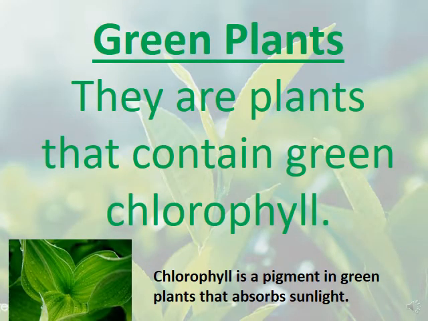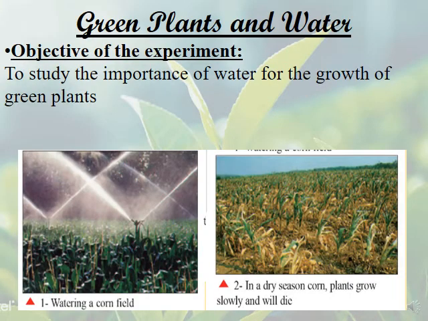We said that the green plants are the plants that contain the green pigment, the chlorophyll, which is the pigment that absorbs the sunlight in green plants that are called the chlorophyllian plants. First, we covered the experiment that's talking about the green plants and water. We said that the objective of this experiment, or the aim, the purpose, or the goal, is to study the importance of water for the growth of green plants.